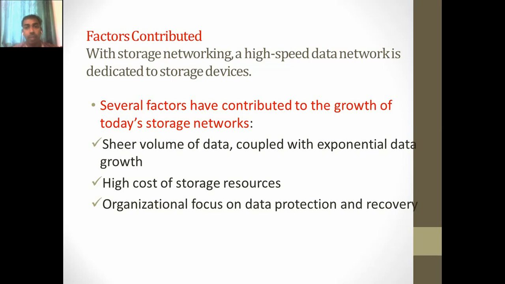Several factors have contributed to the growth of storage networks. One is the large volume of data coupled with exponential data growth. A large amount of data can be handled, whether storing or retrieving it, so any number of volumes of data can be handled. The other is the high cost of storage resources, which is also an important aspect.